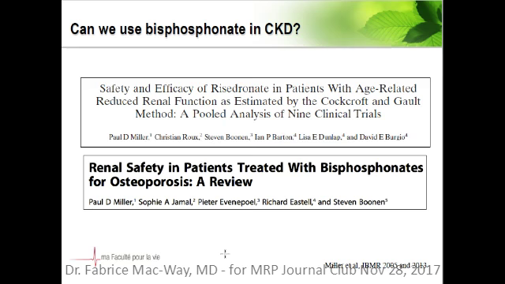So even if they used the level of GFR and retrospectively looked at the studies, these are not CKD patients. Okay, so I think we have to be careful about the generalized use of bisphosphonates in CKD patients. What about denosumab?